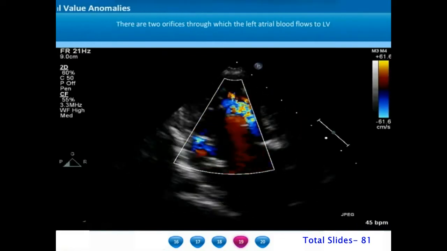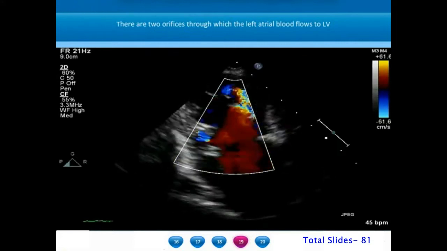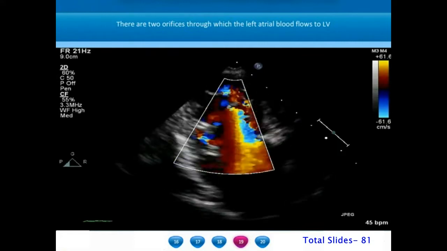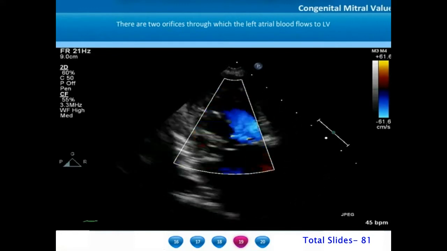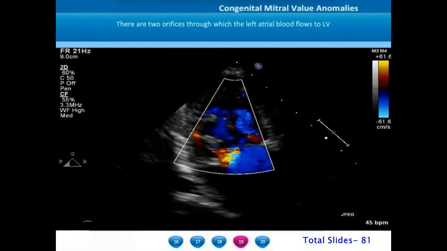On an apical view, we can appreciate the left ventricle above and left atrium below, and the two jets of the mitral valve inflow, both having turbulence due to presence of mitral stenosis.